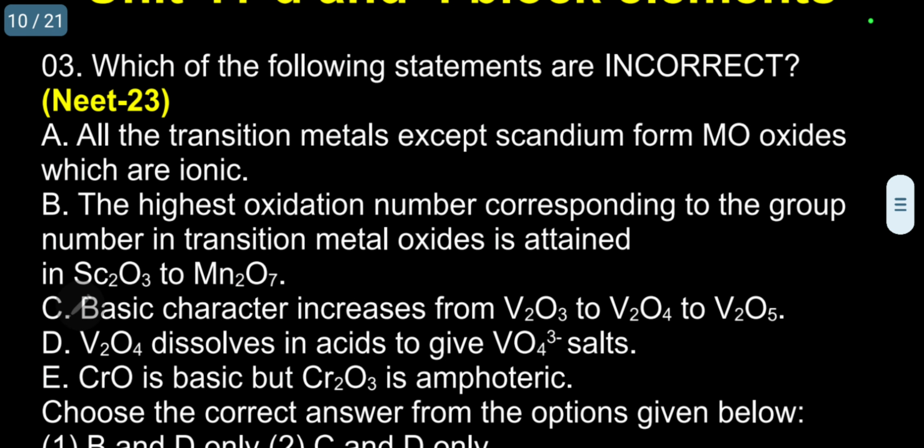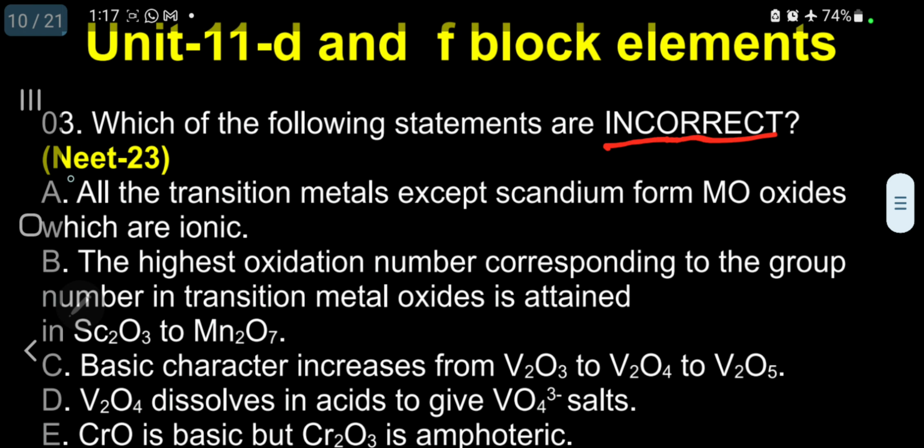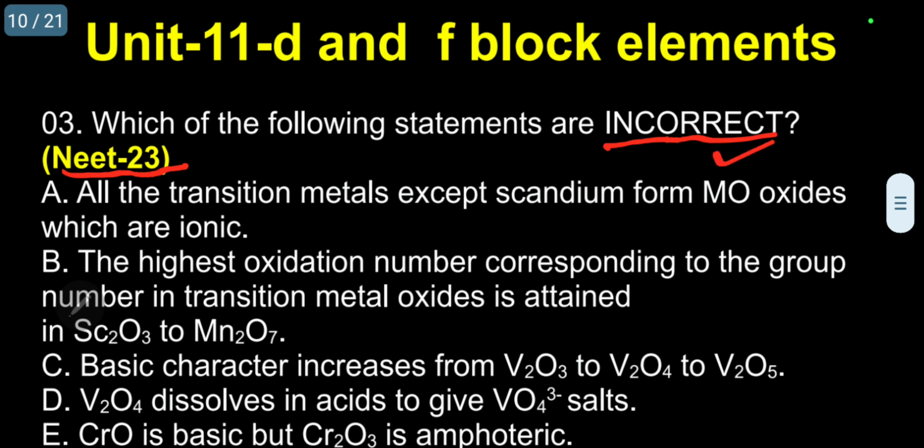Question number 3. Which of the following statements are incorrect? Please follow, incorrect. Asked in NEET 23. Now let me read one by one, then we have to find out. The options are given below. A. All the transition elements except scandium form MO oxides, which are ionic. Except scandium.